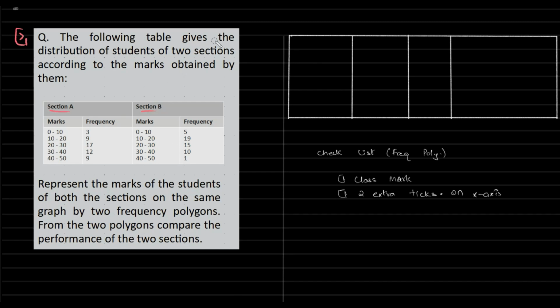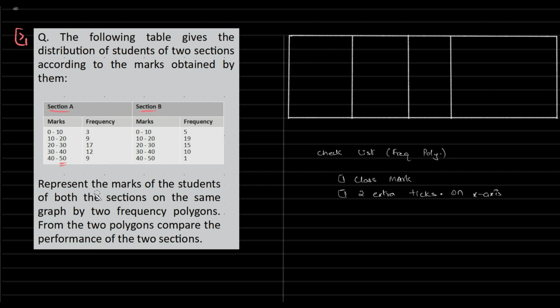The following table gives the distribution of students of two sections according to the marks obtained by them. So we have a particular class and we have two sections, and these are the marks. The kids have written a 50-mark exam, and the marks distribution and the frequency is over here. Same for section B.